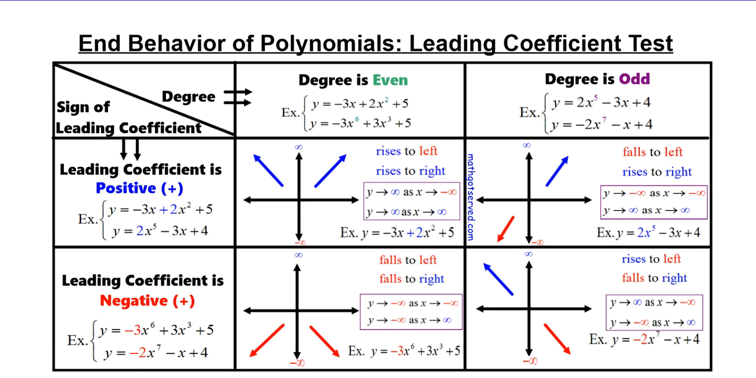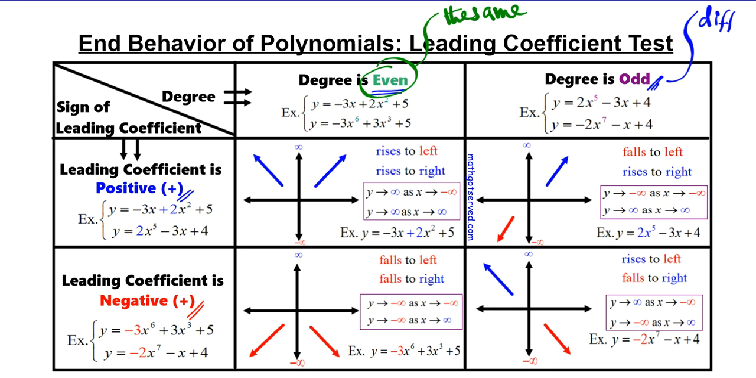It tells us that if the degree is even and the leading coefficient is positive, then the polynomial function is going to rise to the left and rise to the right. If the degree is even and the leading coefficient is negative, the opposite happens. The polynomial falls to the left and falls to the right. When you're dealing with the leading coefficient test, think about even as the same. And then think about odd as different.